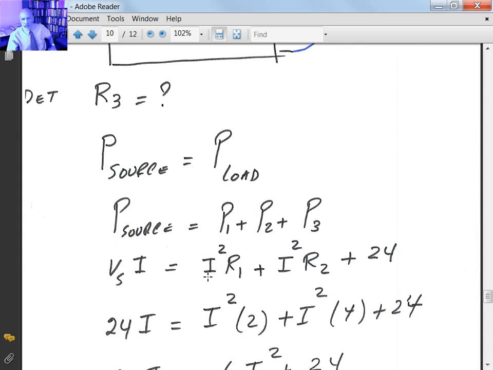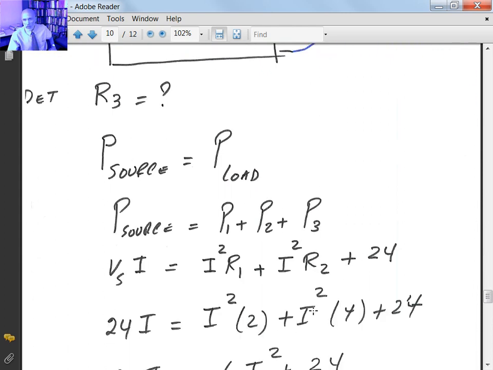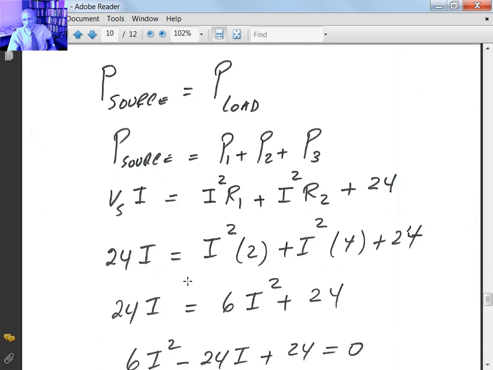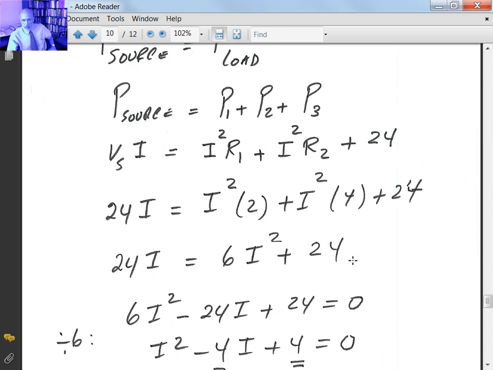The power for the resistance R1 is I squared times R1, which is 2, and for R2 is I squared times 4. But P3 is already given, that's 24 watts. You got 2I squared plus 4I squared, which gives you 6I squared plus 24, and that has to be equal to 24I. Take it to the other side of the equation, and let it be equal to 0.